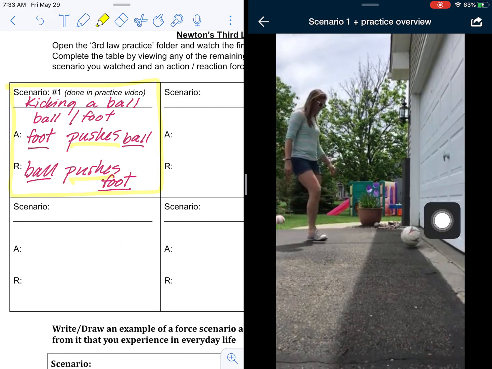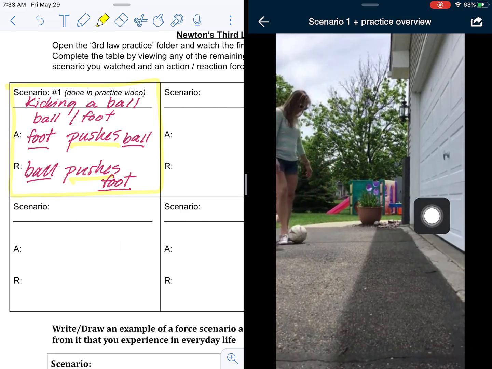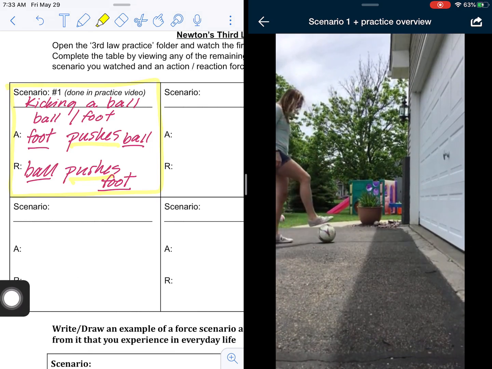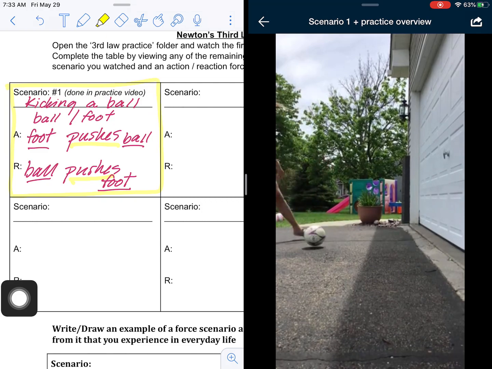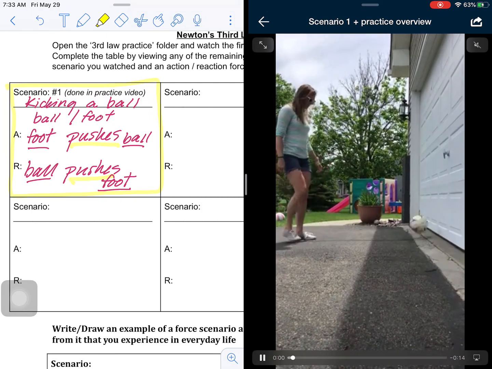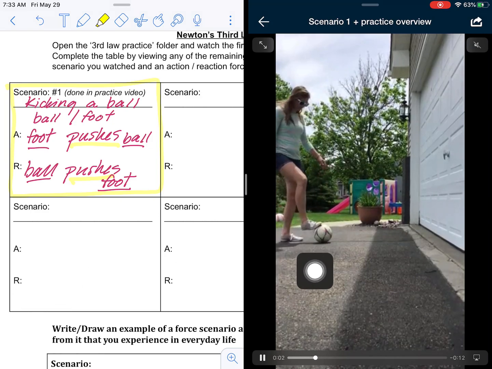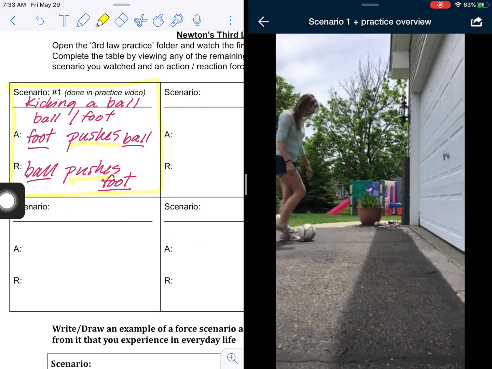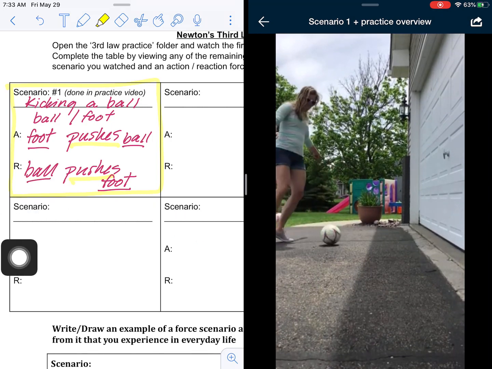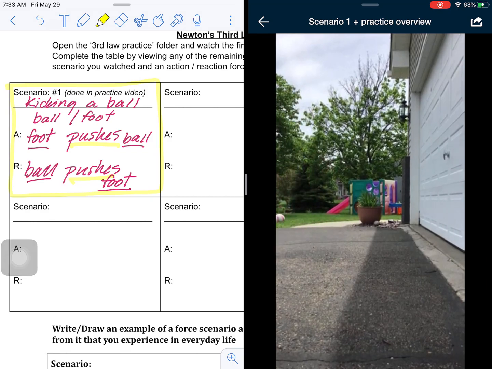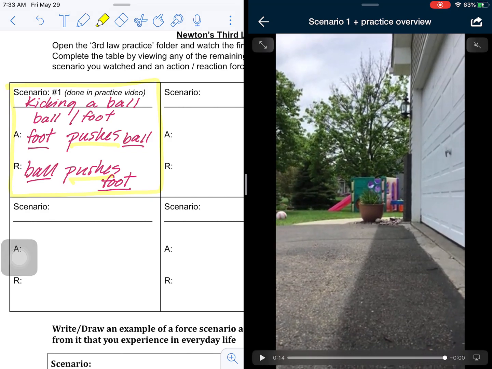You could also use something about the ball and the garage door, right? So ball pushes door, door pushes ball. So as soon as that soccer ball hits the garage door, there's an equal and opposite force that occurs. You could even have said something here about my feet on the driveway, right? Me walking around. So some of them might have more than one. Some of them might be pretty clear what the example is that you're talking about.